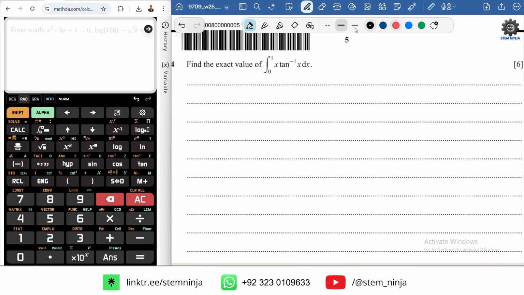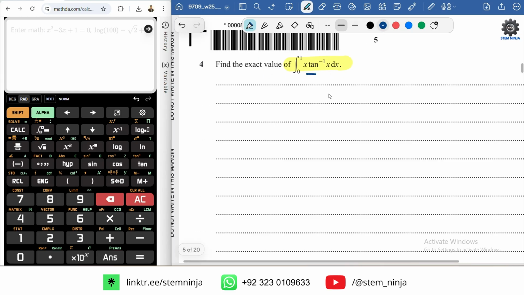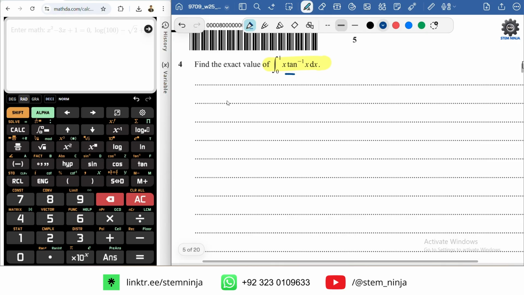Okay, so question number 4. Find the exact value of the integral of x tan⁻¹(x), limits 0 to 1. Alright. So this will be handled using integration by parts. So the integral from 0 to 1 of x tan⁻¹(x) dx will be handled with integration by parts.